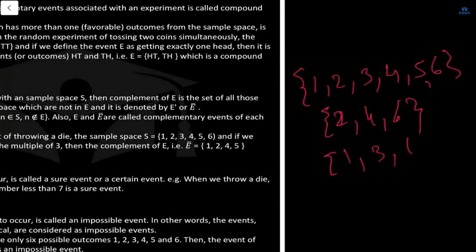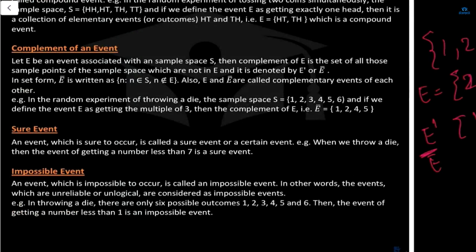If you're representing the event as E, then the complement will be represented as E dash or E bar. This is the complement. Complement means leaving the main event, the other elements that are remaining are called the complement. उसको छोड़ के बाकी जो बचा, complement. Sure event means this will only come.